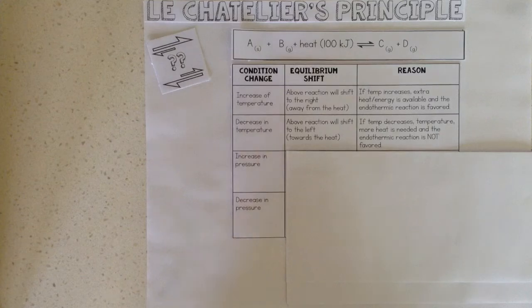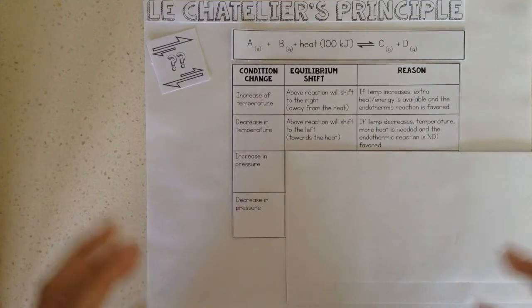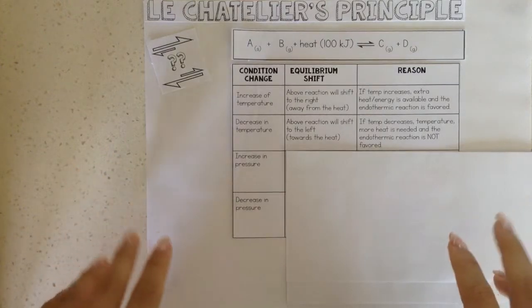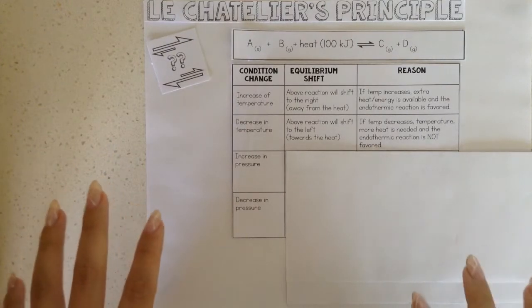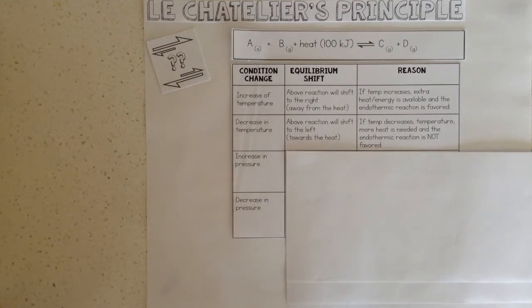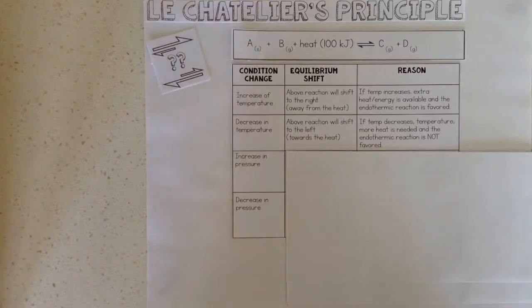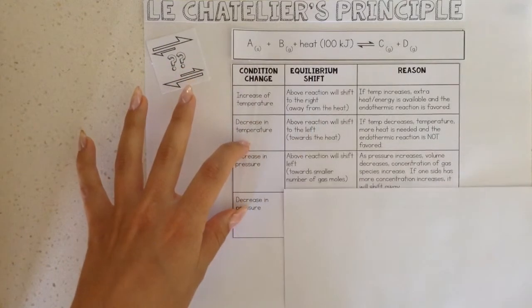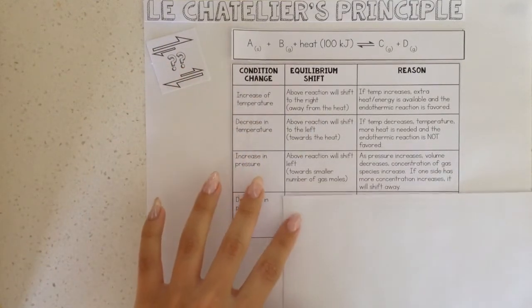An increase in pressure. Well, if your reactants and products are all solids or liquids, this wouldn't matter, but it does matter when you're dealing with gases. So gases do not like to be all scrunched up next to each other. So whatever side has more gases, that's the side that's going to be less favored. We're increasing the pressure, the volume is decreasing. We know that from our gas laws. So the concentration of your gases are increasing. If one side has more concentration, it increases. So for this, we're going to shift to the left, towards the smaller number of gas particles.